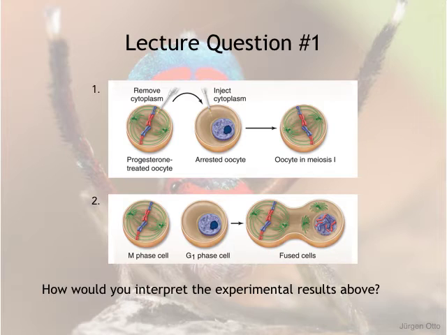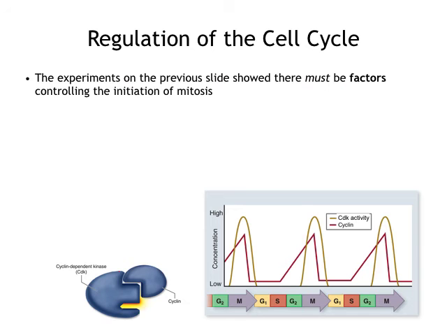So the most straightforward interpretation here was that there are some factors in the cell during mitosis that trigger cell division, that stimulate cell division. So you can take cytoplasm from a cell that's dividing, which contains factors that promote cell division, inject it into a cell that's not dividing, and these factors will now tell this other cell to start dividing. So again, there must be factors that control the initiation and progress of mitosis.